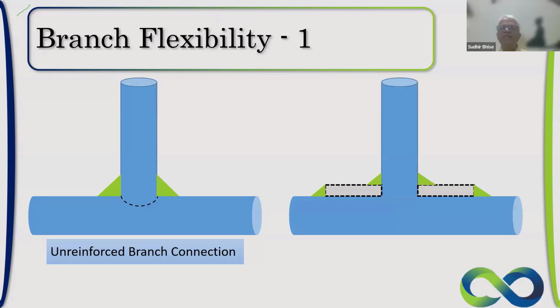So what is this type of connection? It is a reinforced branch connection, which is stronger than the previous one, unreinforced, as the name suggests. And then we have the reinforced branch connection, RF pad. Yeah, in short, it is called the RF pad.